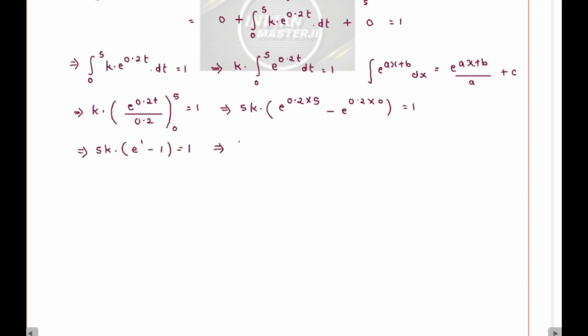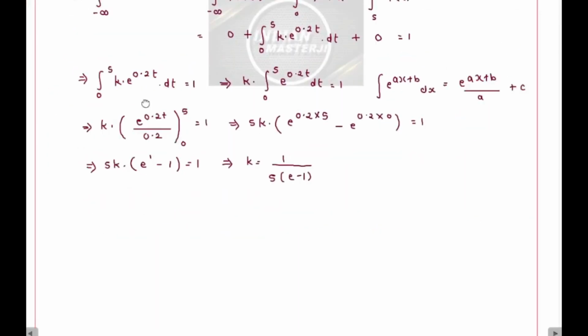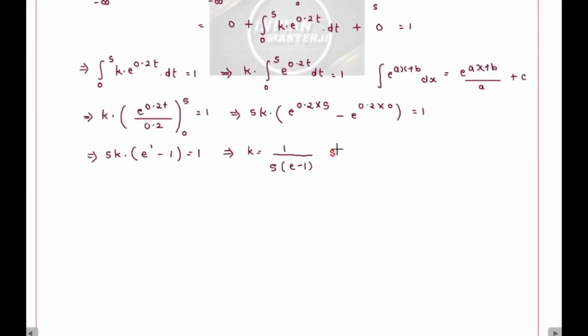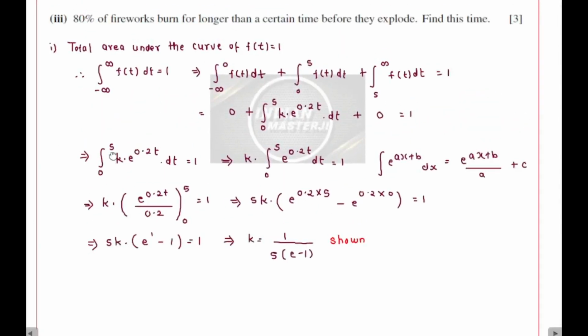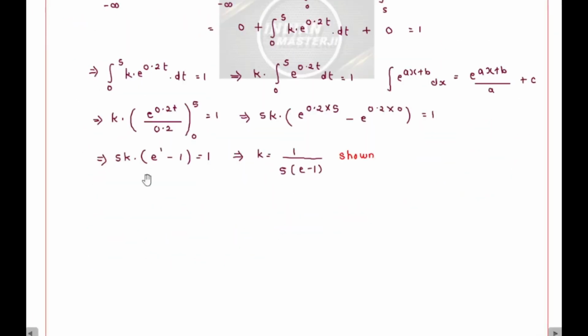So from this, can I say k is equal to 1 upon 5 times (e minus 1), correct? This is what they had asked us to show. So we have done that, and this answers the first part of this question. Let's go to the second part. They are saying sketch the probability density function. That means they are telling us to plot f of t.